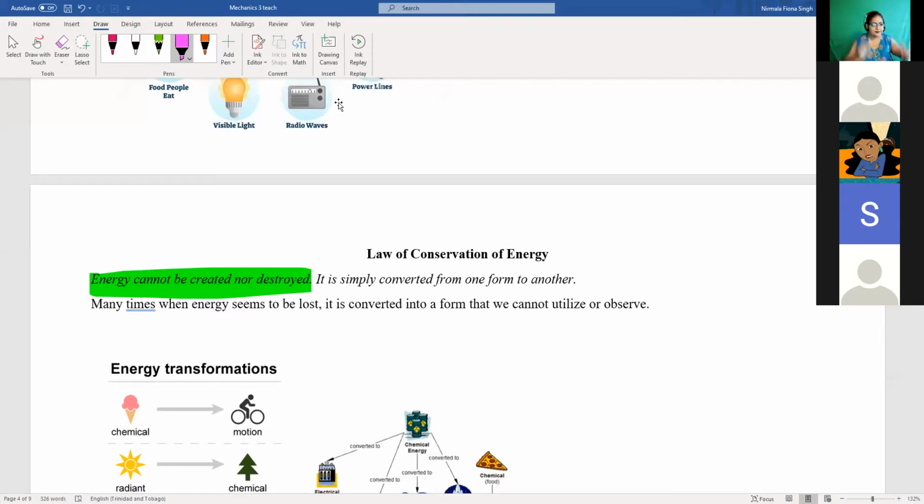Okay, sorry. All right. There are many times when energy is lost in a system, and that is usually because it's being converted into something that we cannot see or utilize. It's kind of like, if you did some work and your mother doesn't see you doing it, she'll think that you didn't do anything. We go through that every day, don't we?